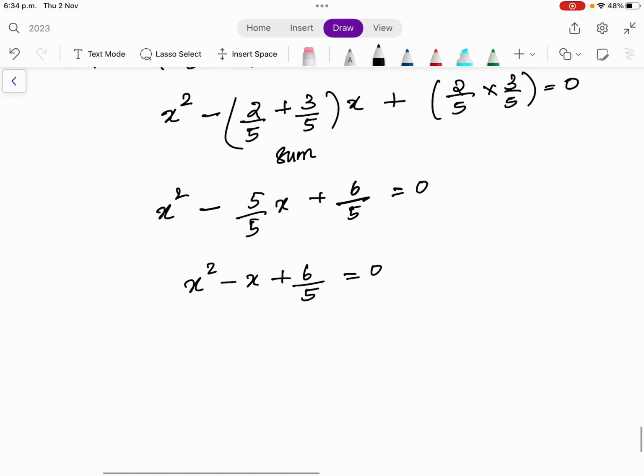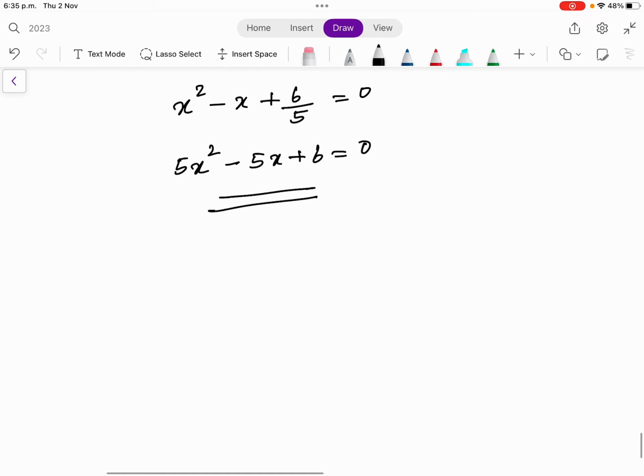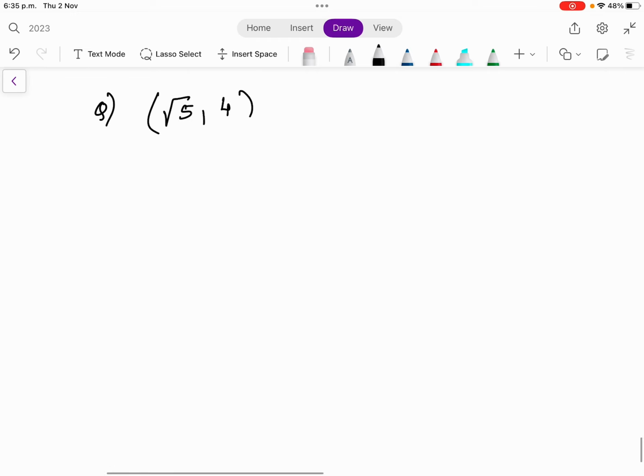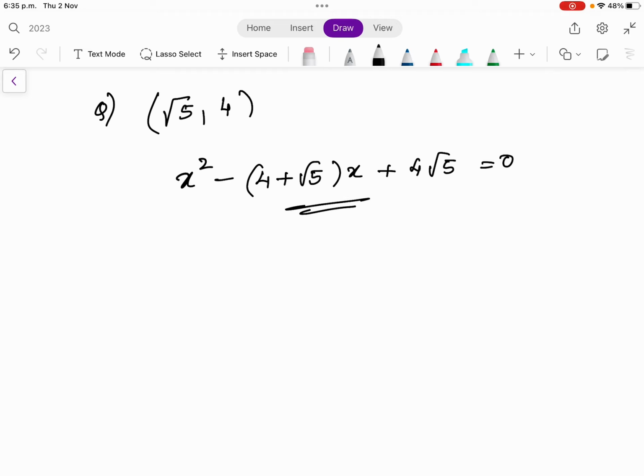And it is better you don't leave it like this. So what you can do is multiply it by 25. So 25x squared minus 25x plus 6 is equal to 0. Again, if you have a root which is a square root, as such, then x squared minus (4 plus root 5)x plus 4 root 5 is equal to 0. So it will be like this.